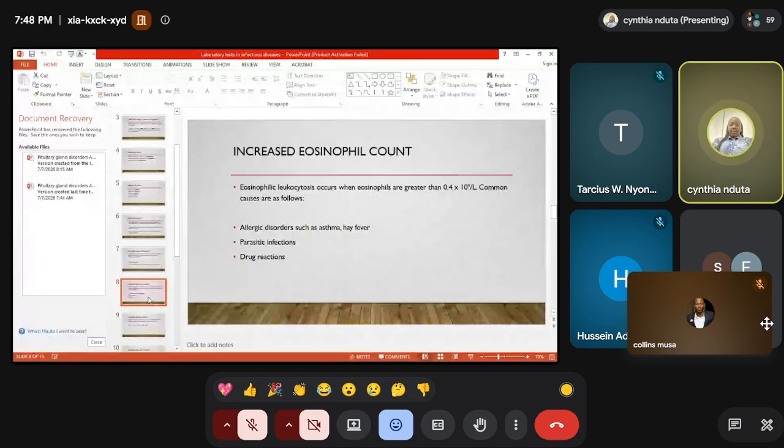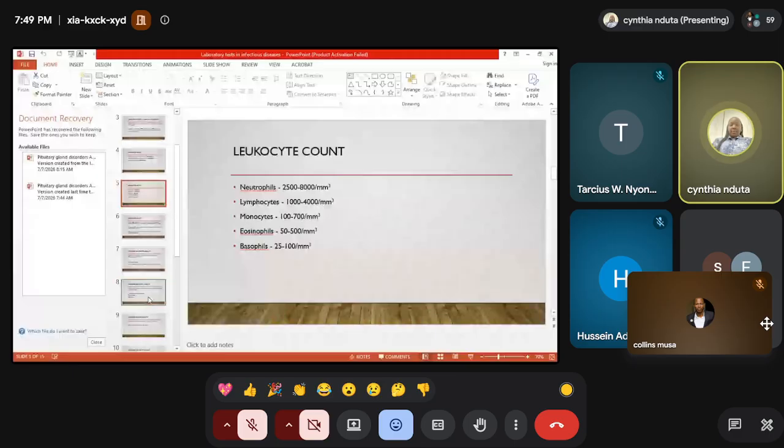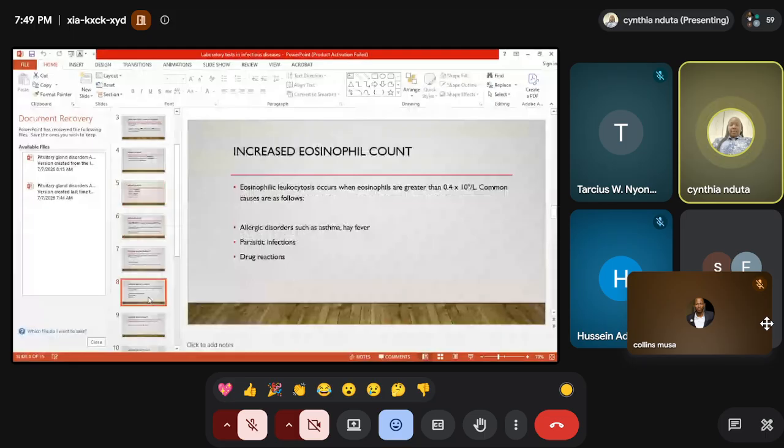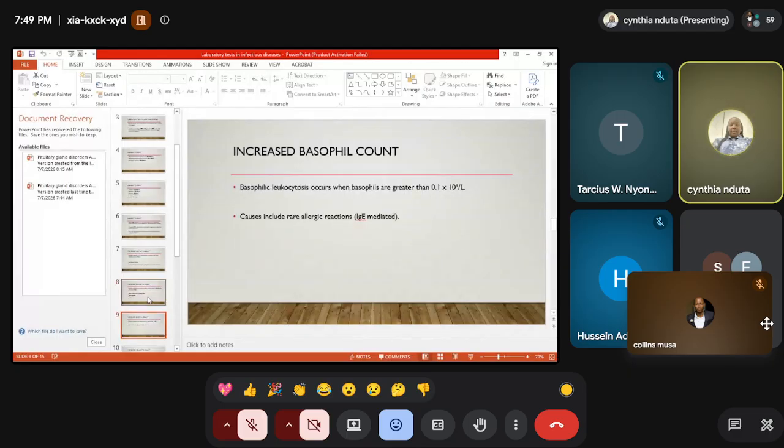For the eosinophil count, when you have eosinophils greater than 0.4 times 10 to power 9, yeah? Let's go back to here. You can see here our cells are 550 to 500. So anytime you have greater than 0.4 times 10 to power 9, then you're likely to be dealing with an allergic disorder, especially asthma or hay fever. You're likely to be dealing with parasitic infections or even drug reactions. So again, you have to check on that.